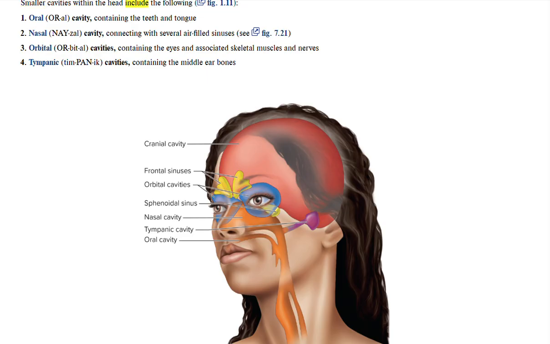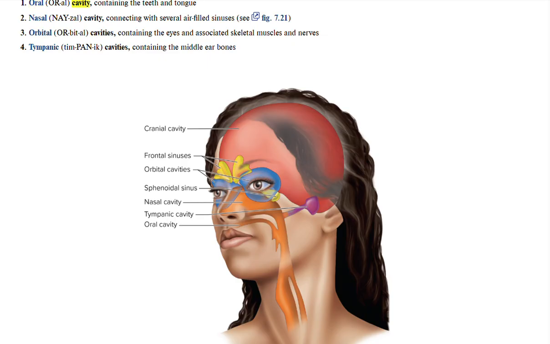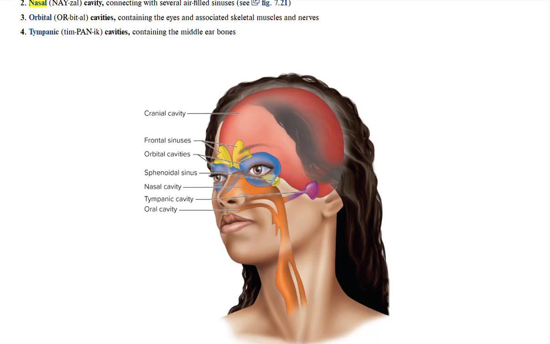Smaller cavities within the head include the following. Figure 1.11. Oral cavity, containing the teeth and tongue. Nasal cavity, connecting with several air-filled sinuses. See figure 7.21.